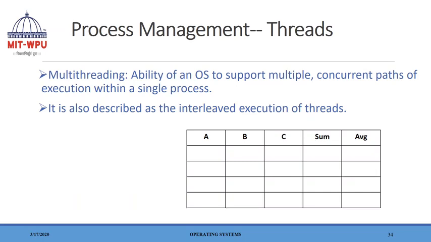Multi-threading concept. Ability of an operating system to support multiple concurrent paths of execution within a single process means in a single process n number of threads can be created. If an operating system supports multiple threads in a process, n number of threads can be created in a process. Let's assume this is a process and n number of threads can be created for that process.